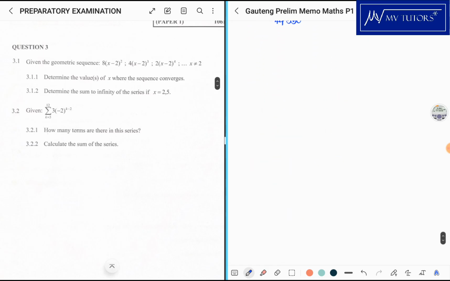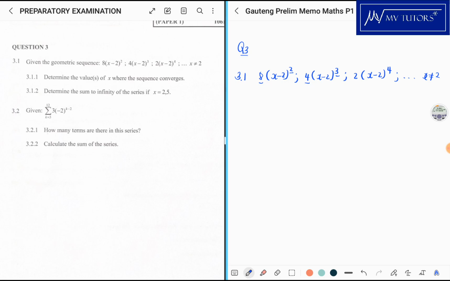Okay, now let's go to question 3. All right, so given the geometric sequence, I'm just going to write it down for myself so that I can make my notes and see the trend. So we have 8 times x minus 2 squared there, and then we have 4 times x minus 2. Then x minus 2 to the power 3. Okay, so this is decreasing, well, that increases. Okay, 2 times x minus 2 to the power 3, and then we have x minus 2 to the power 4, and so on and so forth. And they tell us x is not equal to 2, or else everything will be 0.